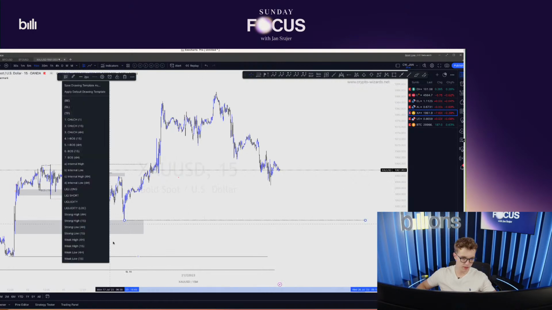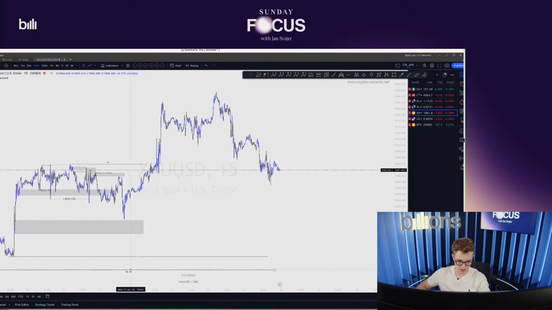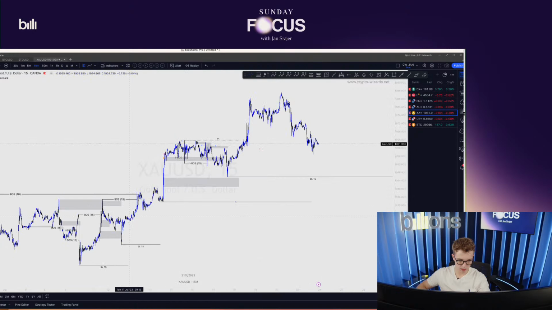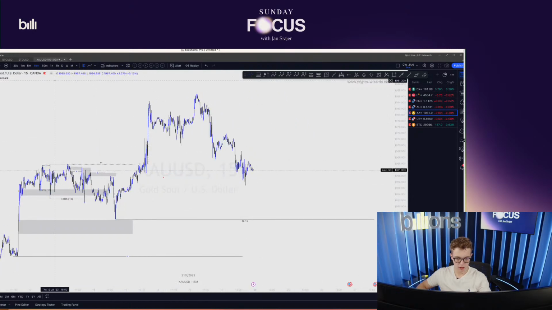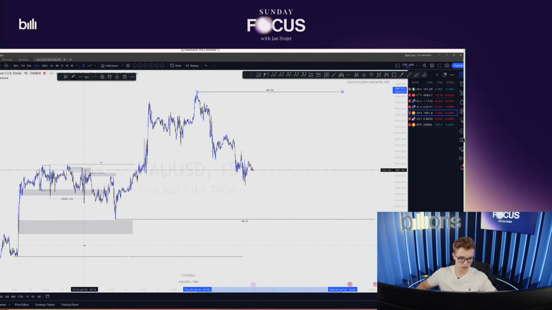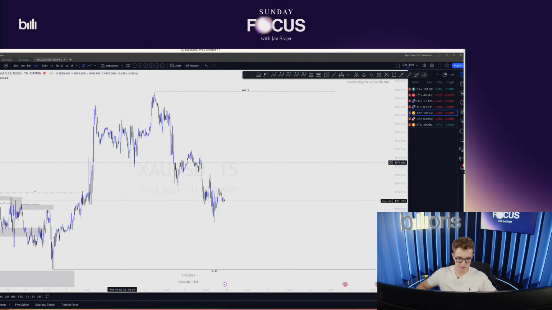Strong low on the 15 minute. Let's just do this. This is going to be a weak high on 15.